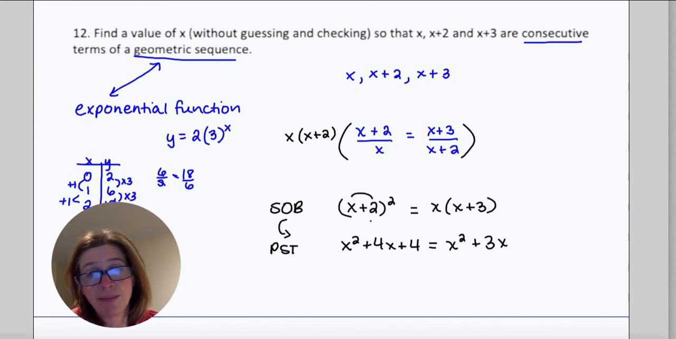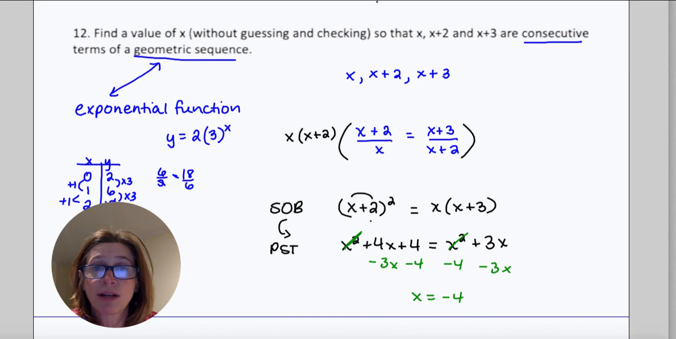So we see that the x squareds simplify to 0, so they go away. Now I have a linear equation, so I'm just going to isolate the variable. All right, so I'm going to subtract 3x and subtract 4, so x equals negative 4.